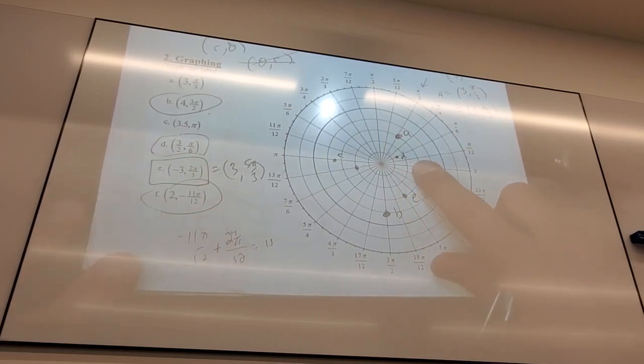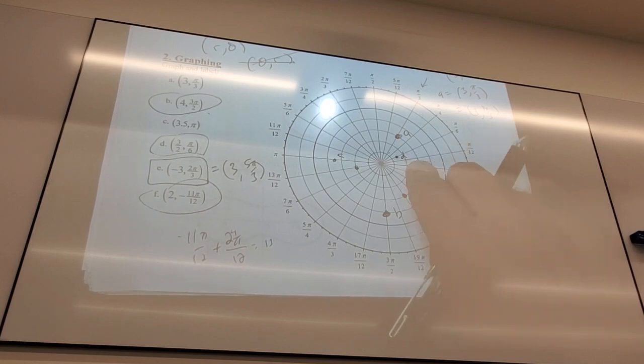You could just search the internet for polar graph. Go to images, search for polar graph. You can download it. You guys kind of with me? Yes?